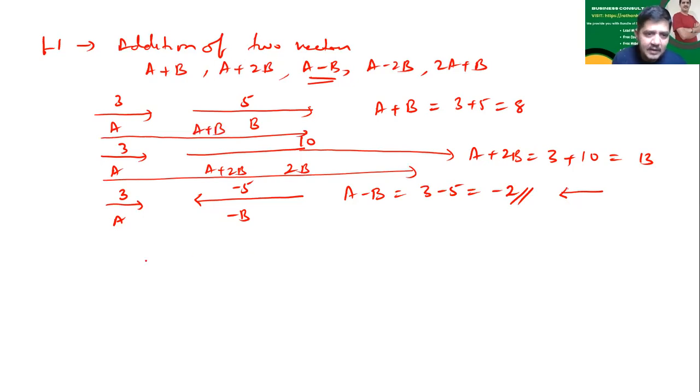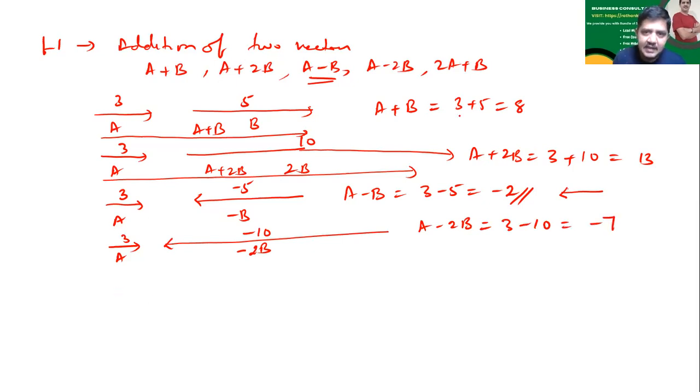Now let us do one more, a minus 2b. What is a minus 2b? This is your a, which is 3 units. Minus 2b would be minus 10 units. So therefore, this is your minus 2b. Adding up these two, what is your answer? a minus 2b should be equal to 3 minus 10, which should be equal to minus 7 units.